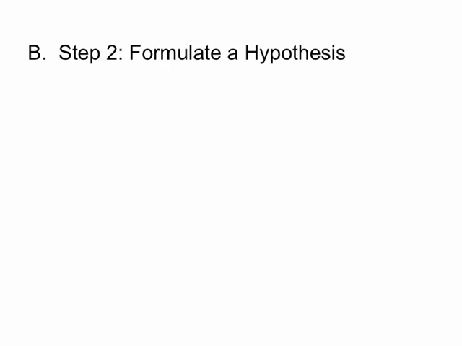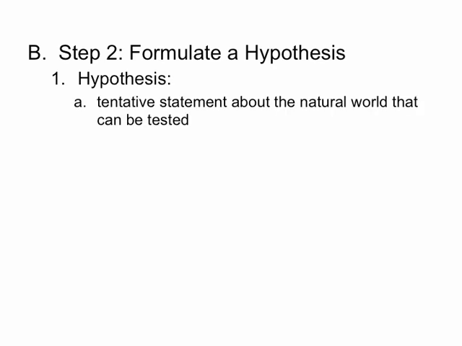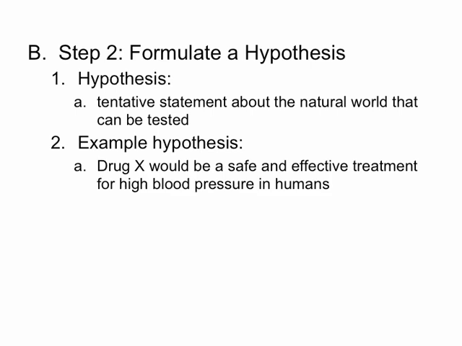The next step in the scientific method is to formulate a hypothesis. By definition, a hypothesis is a tentative statement about the natural world that can be tested. The example hypothesis for our situation is that drug X would be a safe and effective treatment for high blood pressure in humans. So again, what we're saying is that this drug was effective on rats, dogs, and cats, and now we want to hypothesize that it is effective on humans and possibly go ahead and test that.